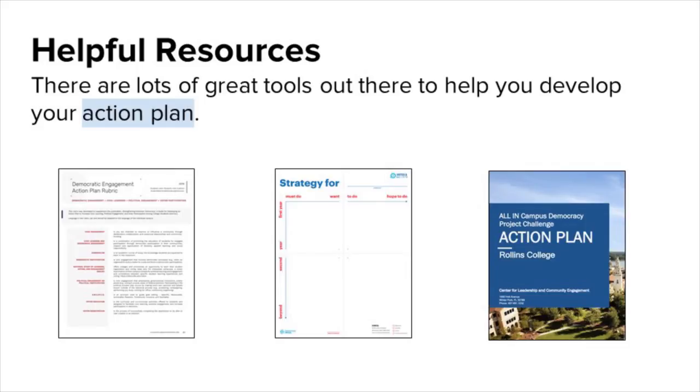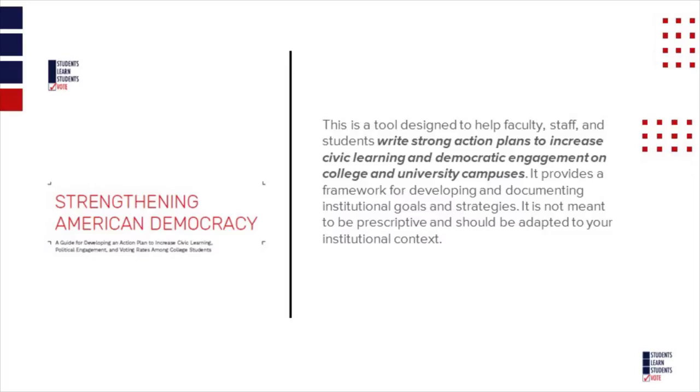The first is the Strengthening American Democracy Guide. This is a guide that was put together by multiple nonprofit organizations and higher education associations after 2016, after about 158 campuses put together action plans, many for the very first time.